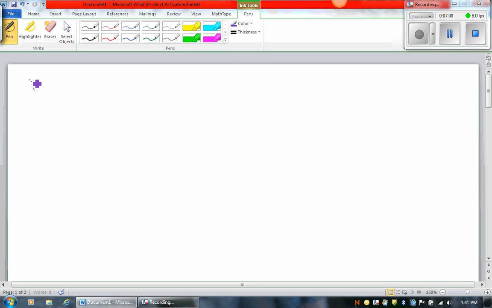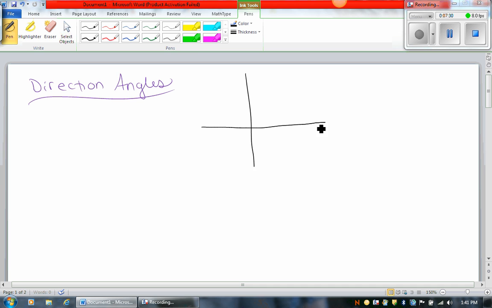Okay, so the next thing we're going to talk about is direction angles. When we're talking about direction angles, we need to think in terms of our unit circle. We are going to be using some trig here. So I'm going to draw in my unit circle. I know this is 1, this is 1, this is negative 1, and this is negative 1.